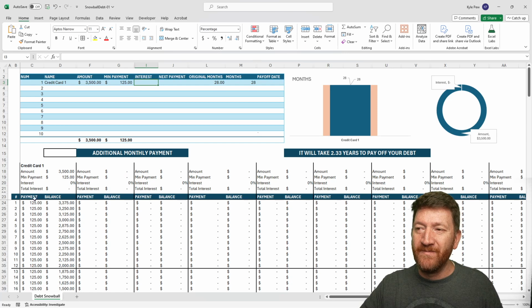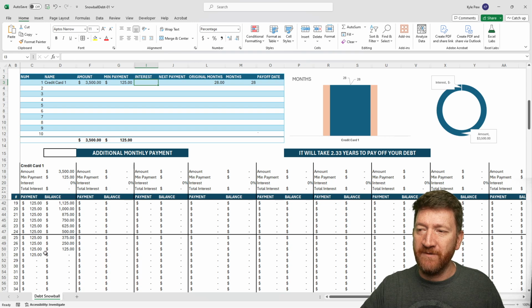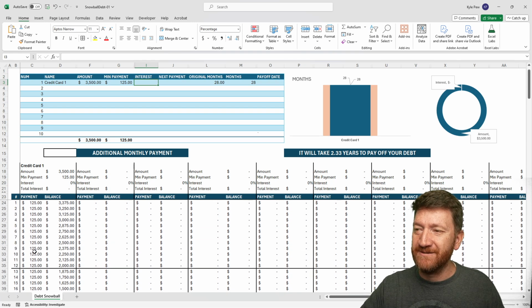And down below, it's starting to break down the monthly payments. So it is currently going to take roughly 28 months to pay that off. And I can see right here, we go all the way down to 28 months, and $125 put towards that principal amount, or that current amount on that card, as we pay that down. Now let's drop in the interest.